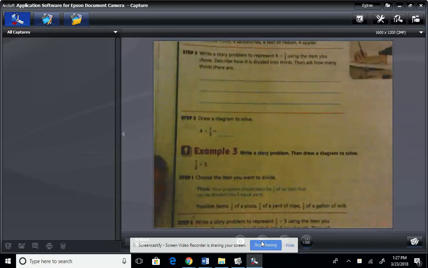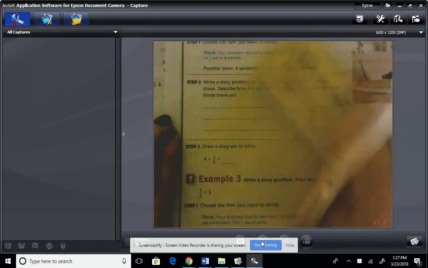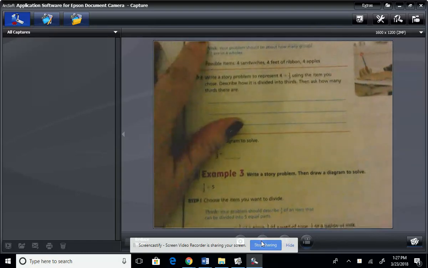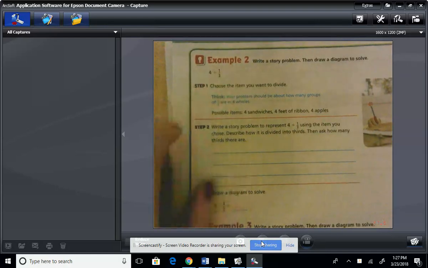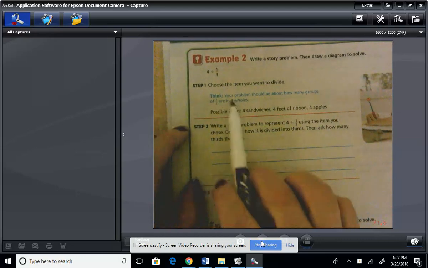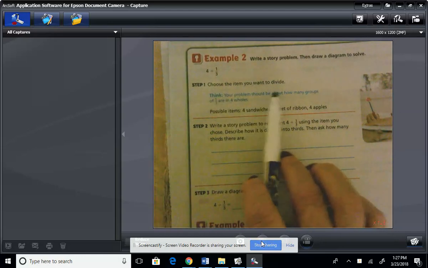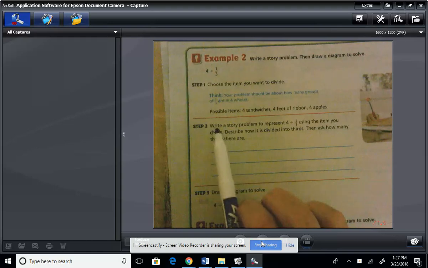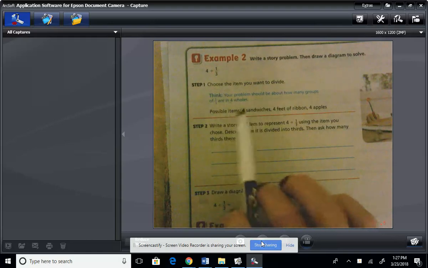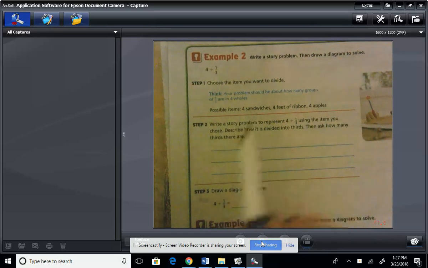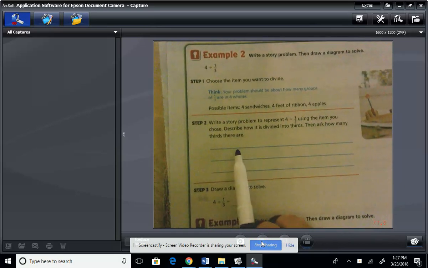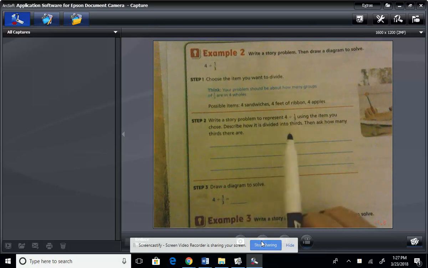So let's try another one. Okay, right away when I look at this problem, I'm going to say to myself, it must be a whole number because I have a whole number divided by 1/3. So choose the item that you want to be divided. In this story problem, write a story problem to represent this. So I could say my story problem is going to be I had 4 sandwiches and I had to cut them into thirds.